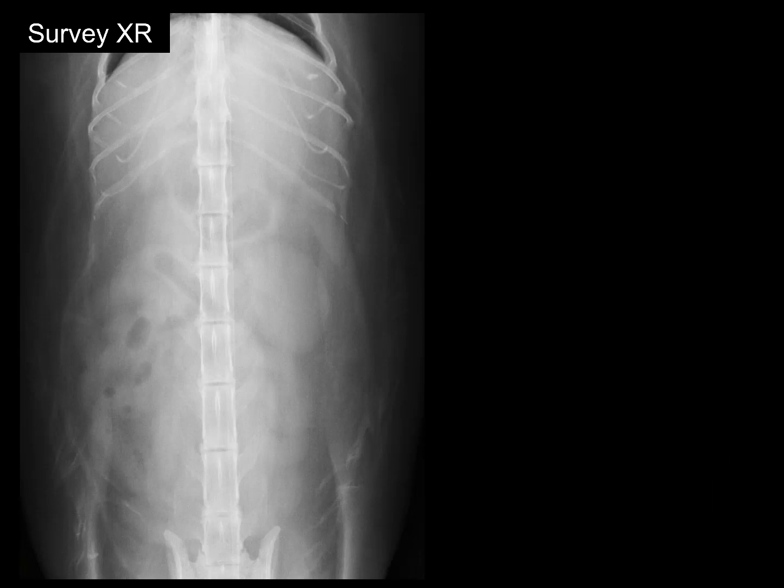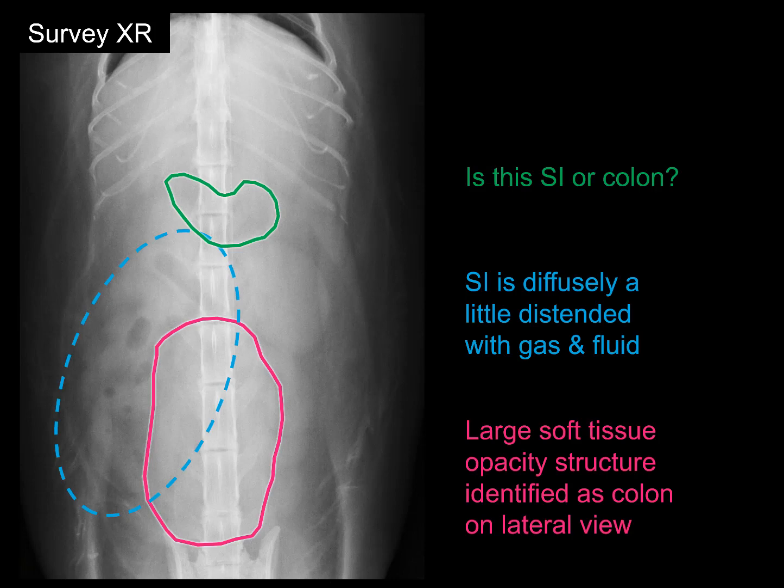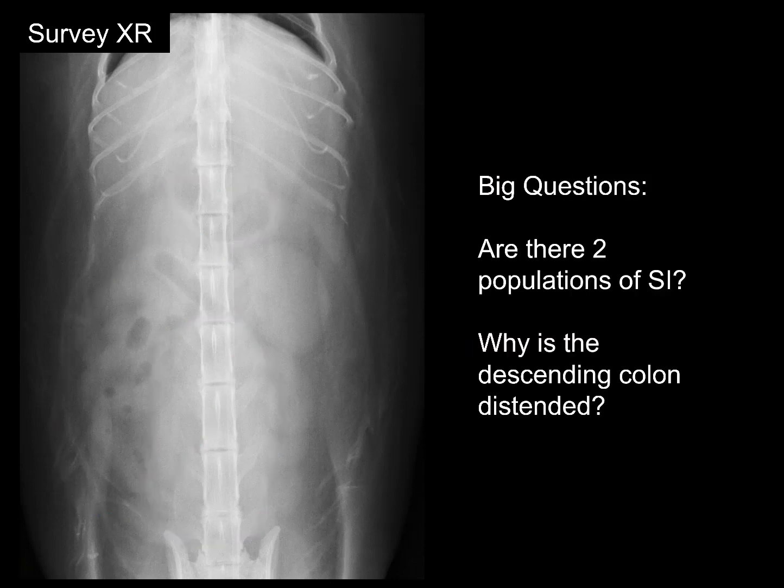As we go to the VD view, it's a little bit tougher to sort out who it is. Again, we have this soft tissue opacity mass or tube back here. Based on the lateral view, I'm convinced it's probably associated with the colon. That would be a harder call, though, on this view. So what we want to know here is, is this small intestine? Is it large intestine? Are there two populations of small intestine? And presuming this is a descending colon, why is it so big?